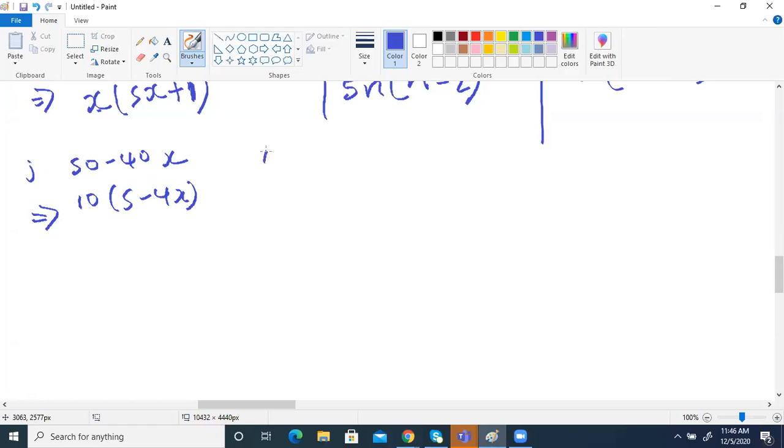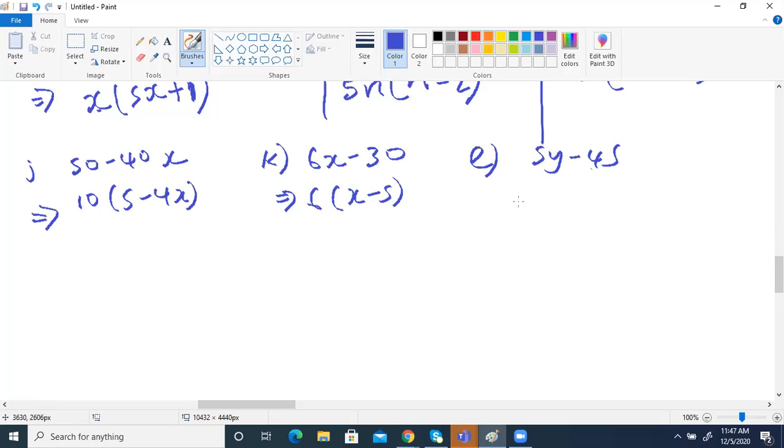Next one is K. What's the answer for that? Write it first: open bracket 6, bracket minus x. Yeah, next one is 5. You guys get that? Yes, sir. All right, K, and then L. L is 5y, that's 45. That's the answer: 5 bracket y minus 9.